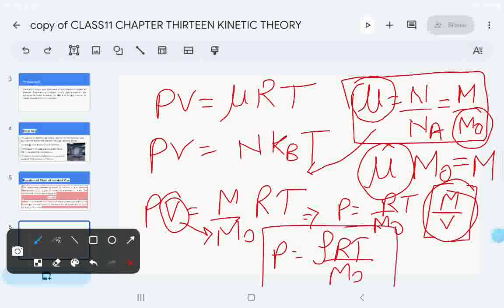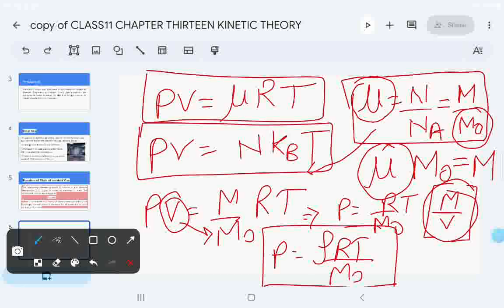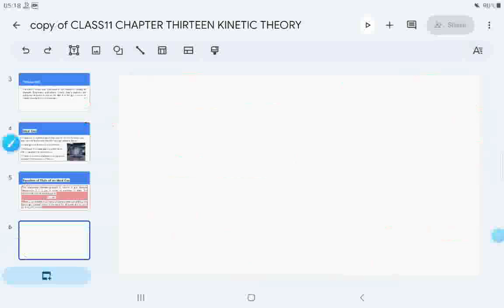These are the three forms of the ideal gas equation which you always have to remember. There are three forms of the ideal gas equation: PV is equal to mu RT, PV is equal to N KB T, and P is equal to rho RT upon m naught. Now let us move ahead.